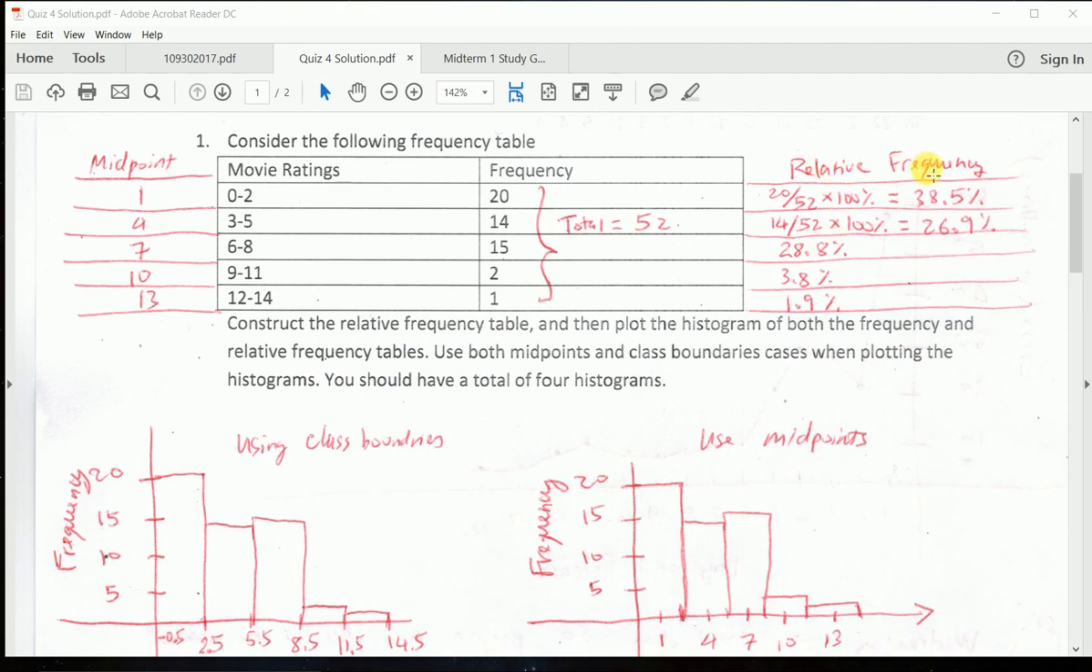Now the relative frequency of the first class is 20 divided by the total frequency, then multiplied by 100%. That gives you 38.5%. The relative frequency for the second class is 14 divided by 52, then multiplied by 100%, which gives you 26.9%, and so on for the last 3 classes.